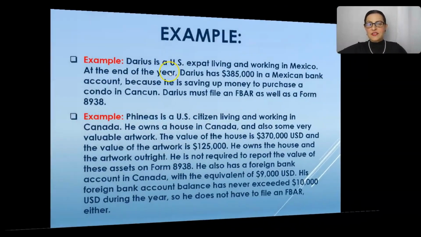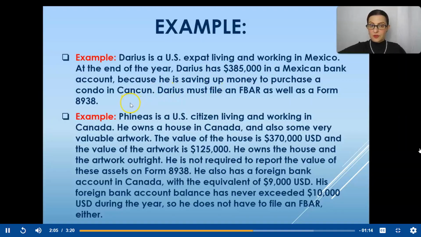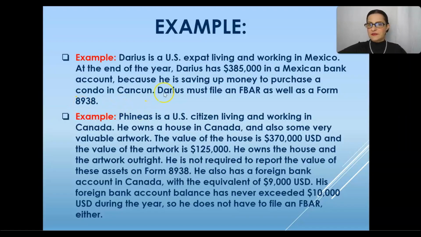Example, Darius is a U.S. expat living and working in Mexico. At the end of the year, Darius has $385,000 in a Mexican bank account because he is saving up money to purchase a condo in Cancun. Darius must file an FBAR as well as a Form 8938 because this is above the filing threshold for his filing status. He's single, he's not married. And even if he's living and working overseas, he's gone above the filing threshold for the 8938. And then, of course, he also has to file the FBAR.